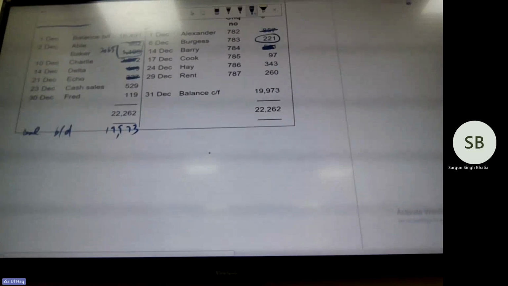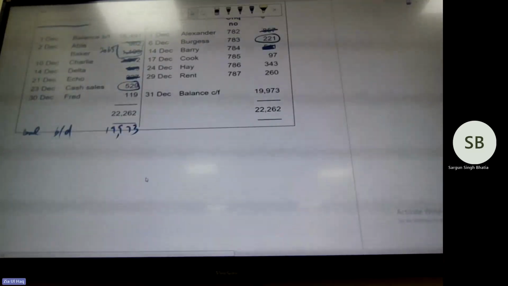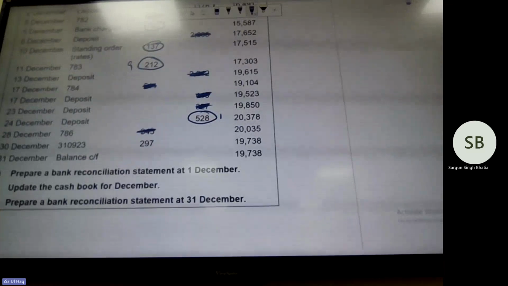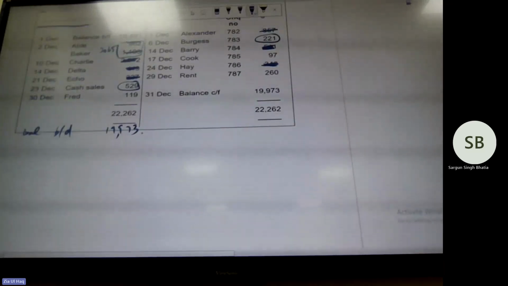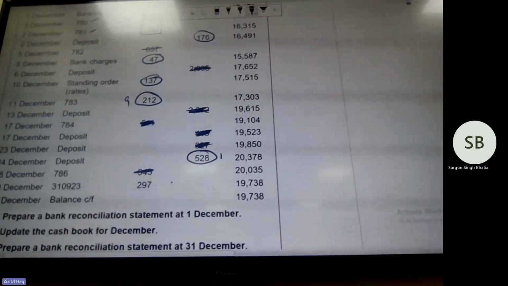528 deposit. Here is a 529, but there is a 528. The difference of 1. And then withdrawal of 343 is there. And withdrawal of 297 is against some different check.